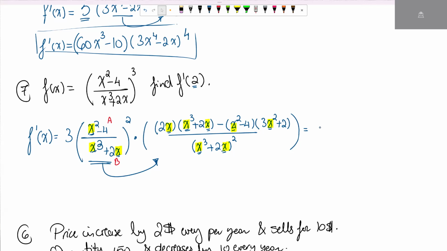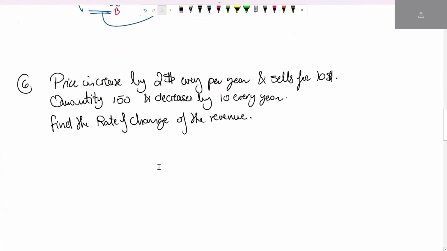All right, so the answer of this one will be a 0. Now moving on to number 6. This is a word problem. No matter what the context of the question is, it says that the price is increasing by $2 every year, so the P prime, the rate of change of the price, equals 2. And then it sells for $10, which means that P equals 10.